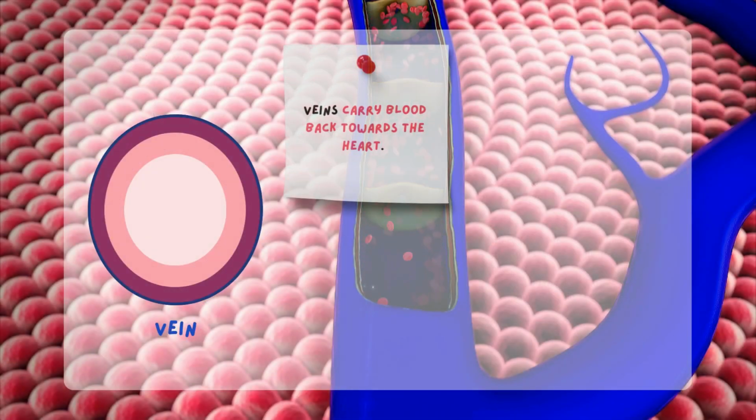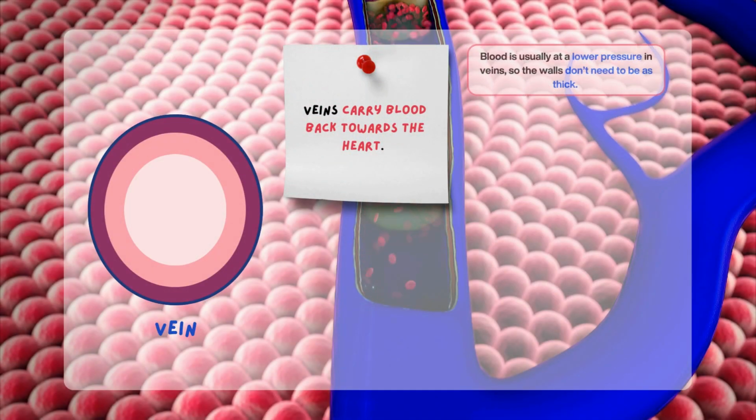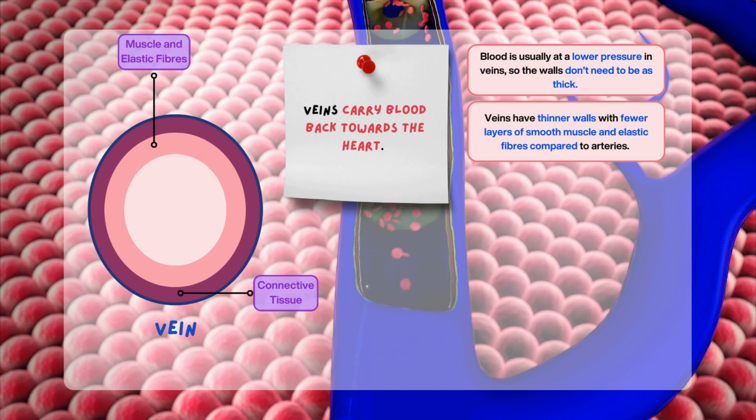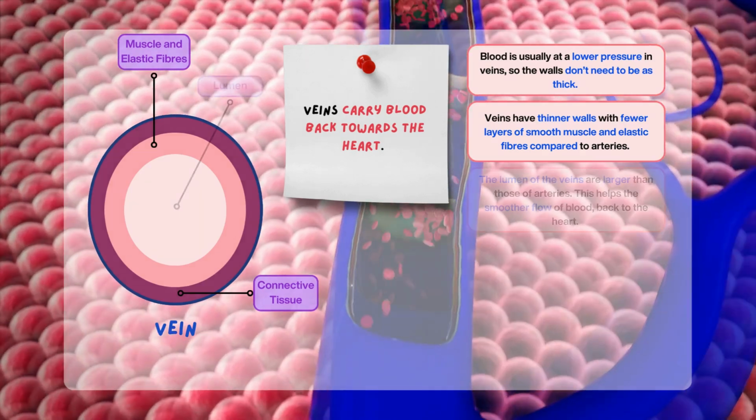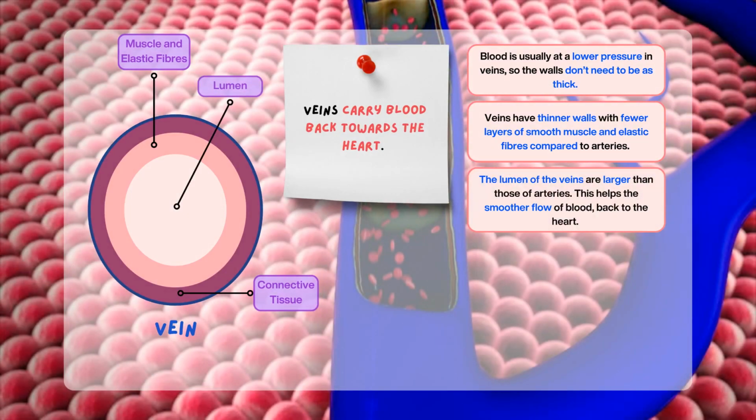Veins carry blood back towards the heart. The blood is usually at a lower pressure in veins, so the walls don't need to be as thick. Veins have thinner walls with fewer layers of smooth muscle and elastic fibers compared to arteries. The lumen of a vein is larger than that of an artery. This larger lumen helps in the smoother flow of blood back to the heart.